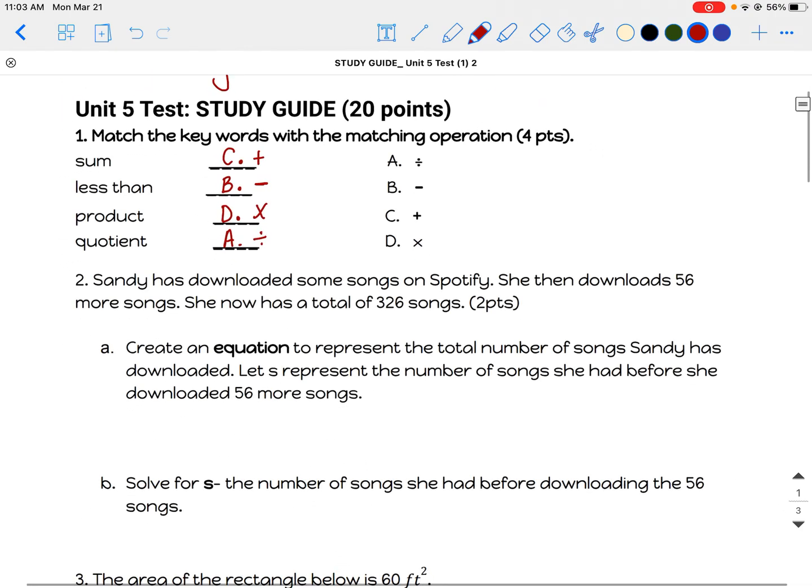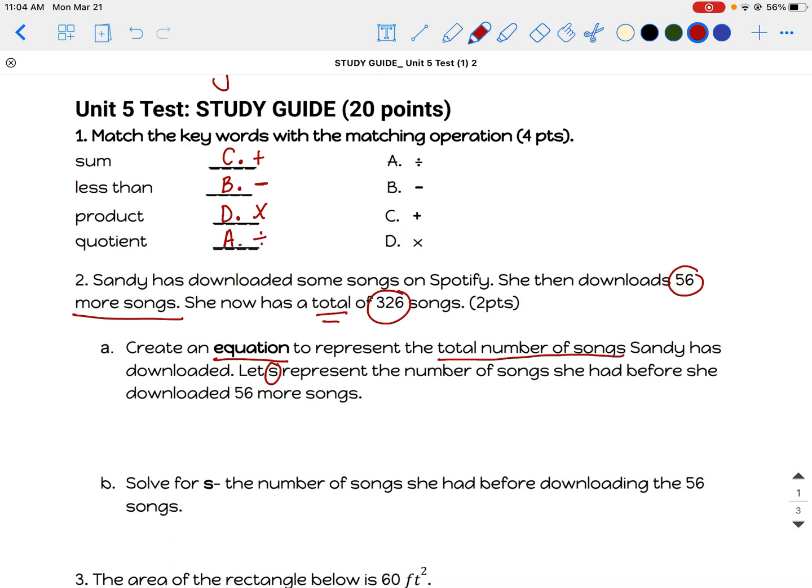All right, our next one says Sandy has downloaded some songs on Spotify. She then downloads 56 more songs. She now has a total of 326 songs. So part A wants us to create an equation to represent the total number of songs that Sandy has downloaded. Let S represent the number of songs she had before she downloaded the 56 more songs.